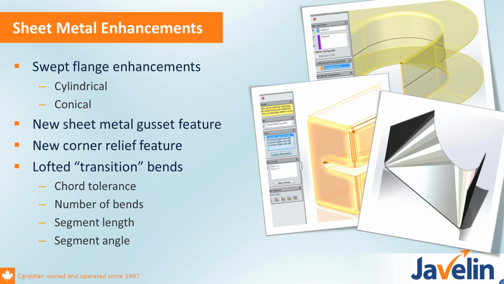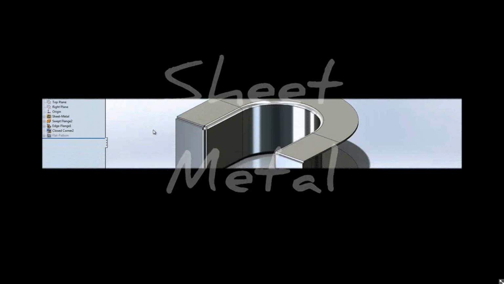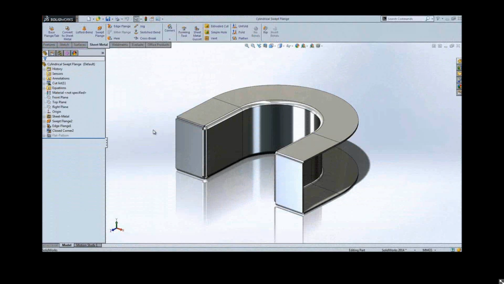And then working with lofted transitions, brand new options to work that way, so you can now control it with chord tolerance, number of bends, segment length, and segment angle. And the really nice thing is that you see the actual bent up shape, with all your flat areas, and a very nice way of working with lofted sheet metal parts, which make the flat patterns much more accurate than they were before. That's right. Some really good enhancements in sheet metal for 2014.